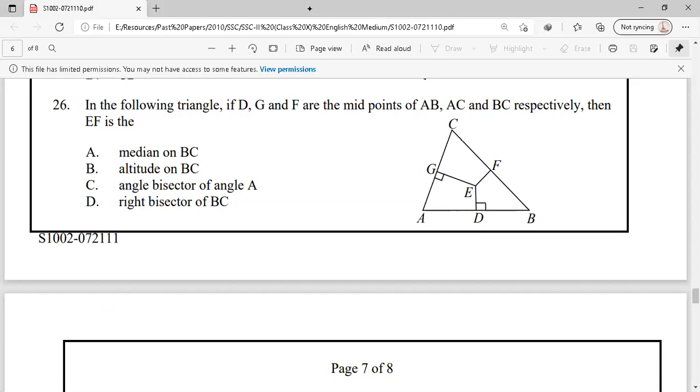In the given triangle, D, E, and F are the midpoints of AB, AC, and BC respectively. Then EF is equal to what? So we have to identify what this line EF represents. As we can see, these two are perpendicular bisectors because the sides are equal, and this makes 90 degrees. So this line would be extended to make a perpendicular bisector, and these bisectors meet at one point. It means this EF is also the right bisector of BC. So option D is the right answer.